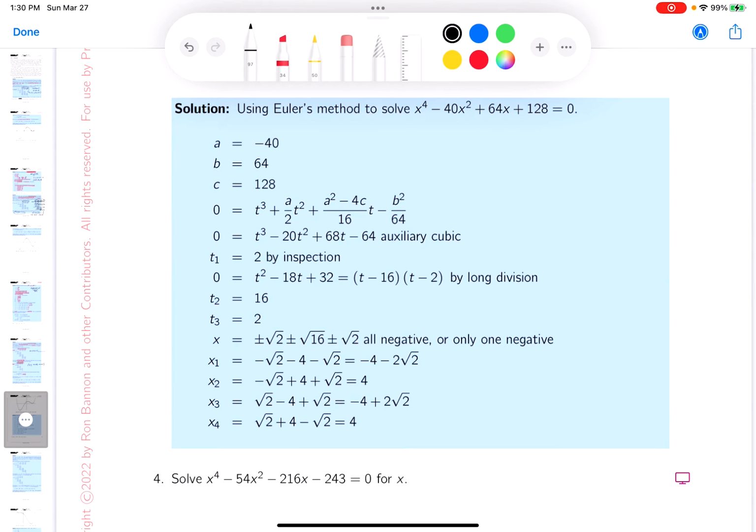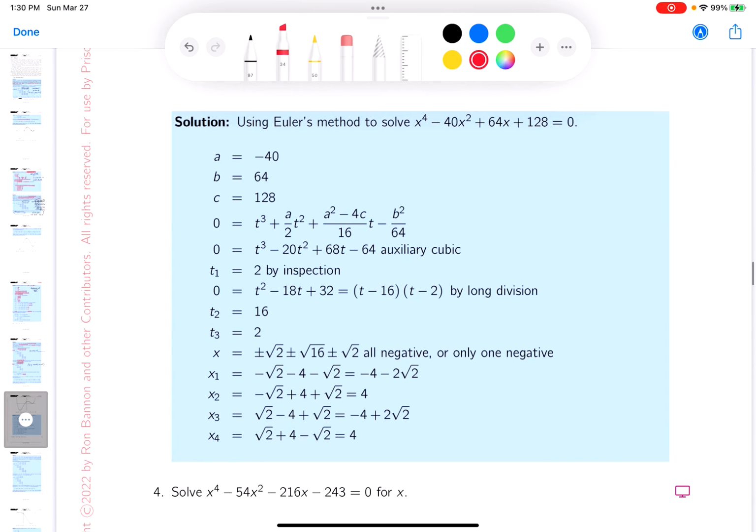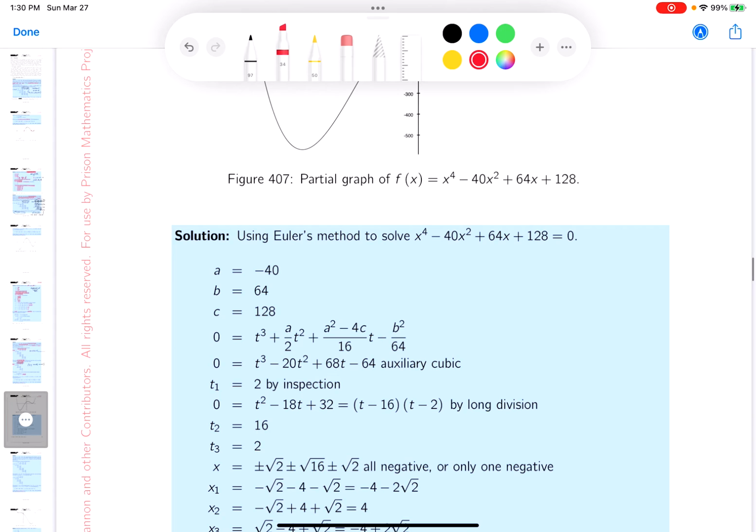Euler's method, though. Let's go through it. And it seems like it's tough. It really is. All right, am I doing the right problem? No. Yeah, I think so. So, -40, that's A. This is the B. That's the C. I get back that cubic, which is always easier to deal with, by the way. And I get by inspection. And then what I do is I further depress that cubic to a square, and I get this over here.